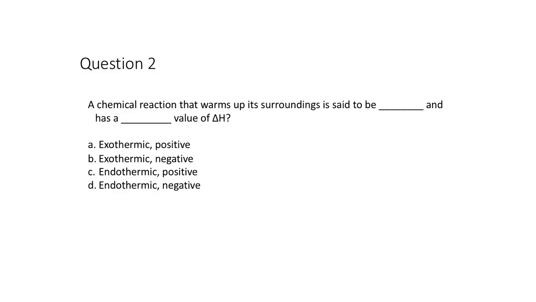Question 2, a chemical reaction that warms up its surroundings. So the surroundings are increasing in temperature, which means that the heat of the surroundings must be increasing. So the temperature of the surroundings goes up, means the heat of the surroundings goes up. And so the type of reaction that causes the surroundings to increase in temperature is one that was exothermic.